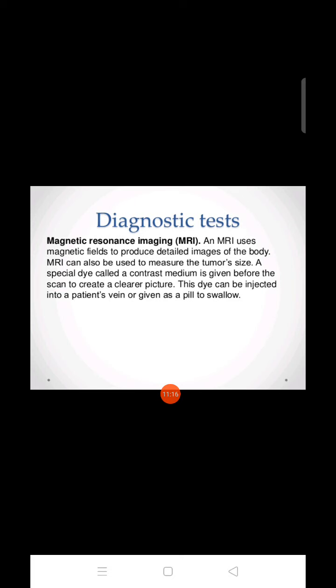This dye can be injected into a patient's vein or given as a pill to swallow.